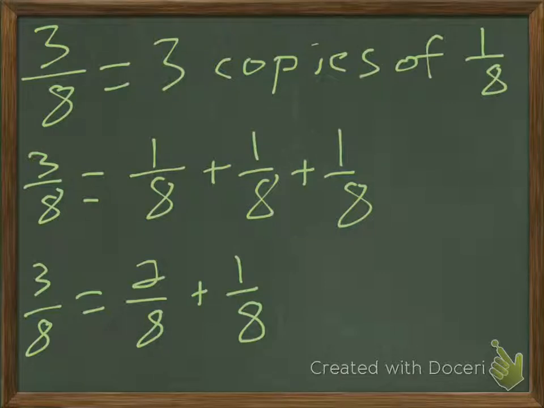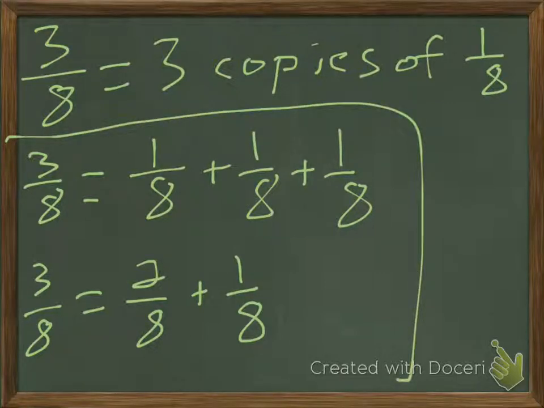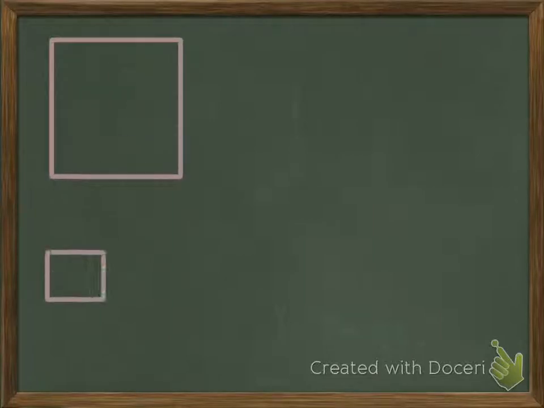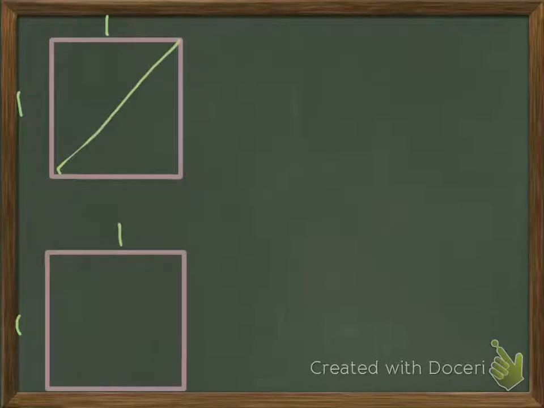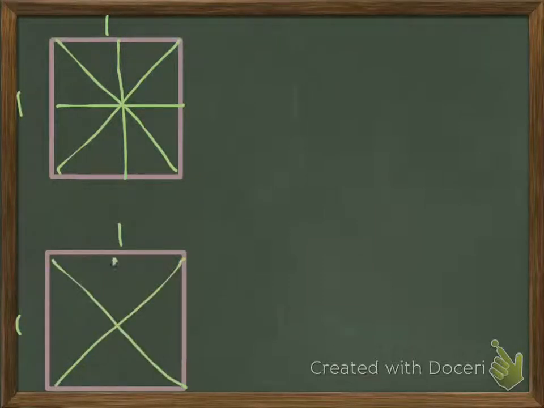Let's look at this example more visually. So let's create 2 equivalent squares of area 1. The area represents the whole. And let's divide it into eighths. Let's do it this way. So it's not perfect, but it's roughly divided into 8 equivalent regions.